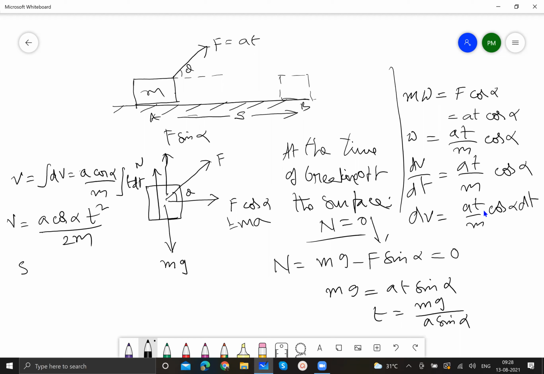Next, if you want distance, this is integral V dt. So we get A cos alpha is anyhow constant. T square will become T cube by 3. Already 2M is there. So the distance it covers before it breaks off the surface is A cos alpha T cube by 6M.